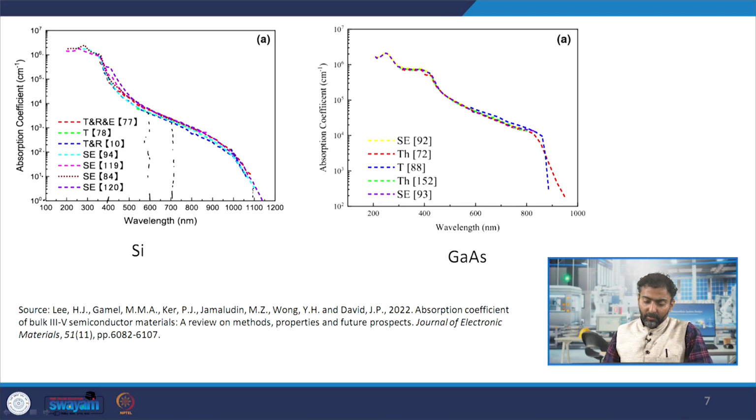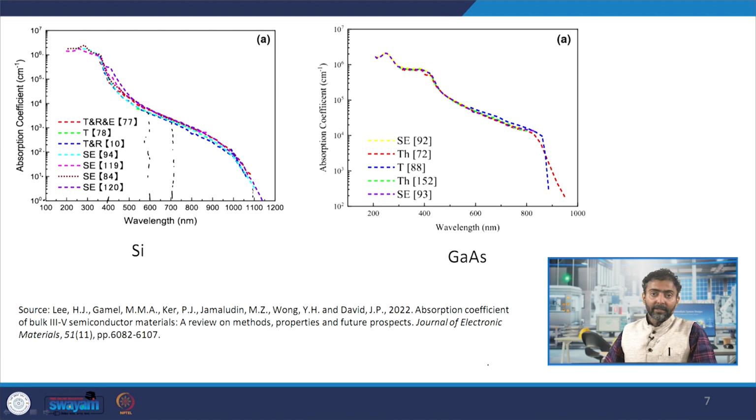For gallium arsenide, again the values are slightly higher, but the pattern is almost similar. In the ultraviolet region, again it is of the order of 1 million per centimeter. In the visible region, the values are high, from the order of 10 to power 5 up to maybe 20,000 by the red side of the spectrum. And here there is a sharp turn around 850, 870 nanometer. Around that value, it is still around 10 to power 4, and after that there is a sharp decay in the absorption coefficient. So, that is how the absorption coefficient at different wavelengths behaves in some of the common solar cell materials like silicon and gallium arsenide.